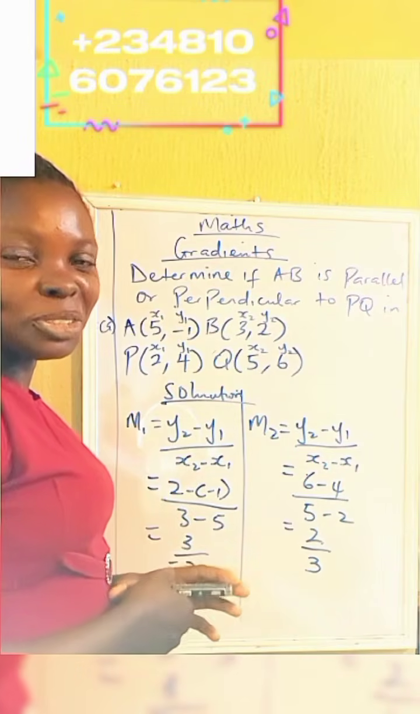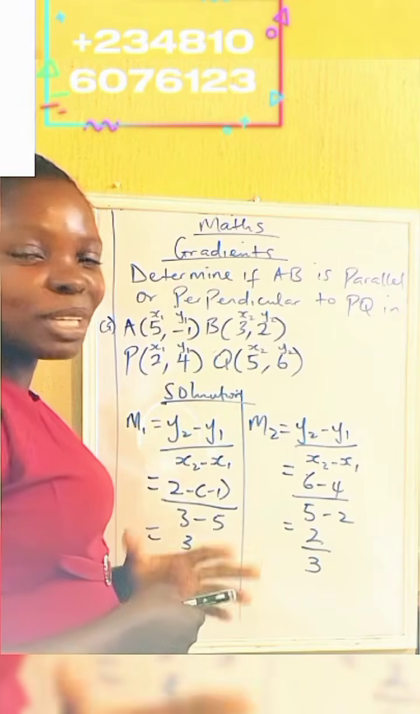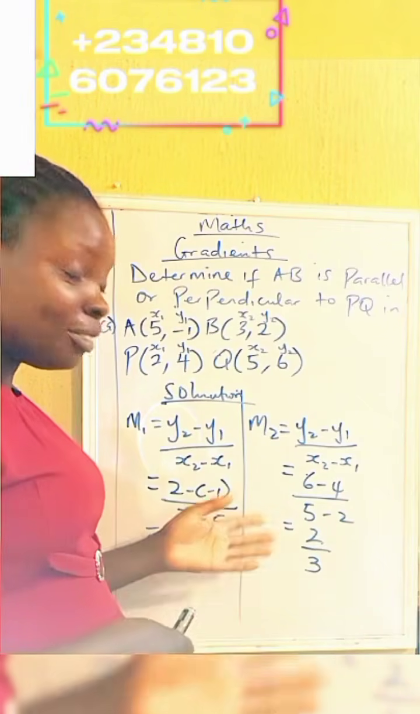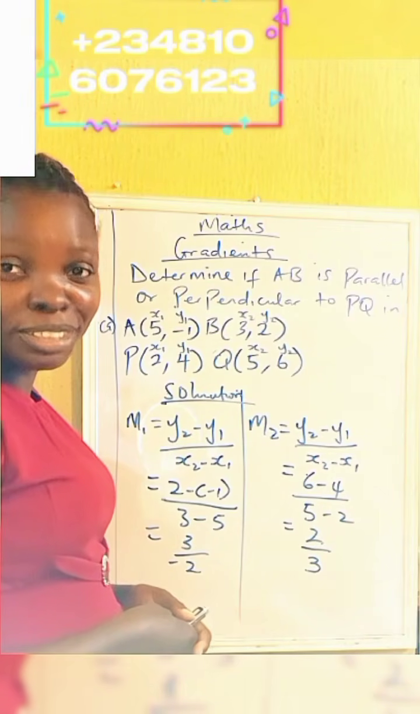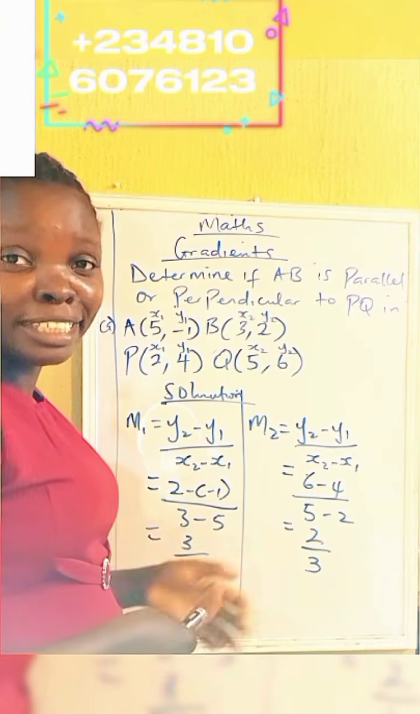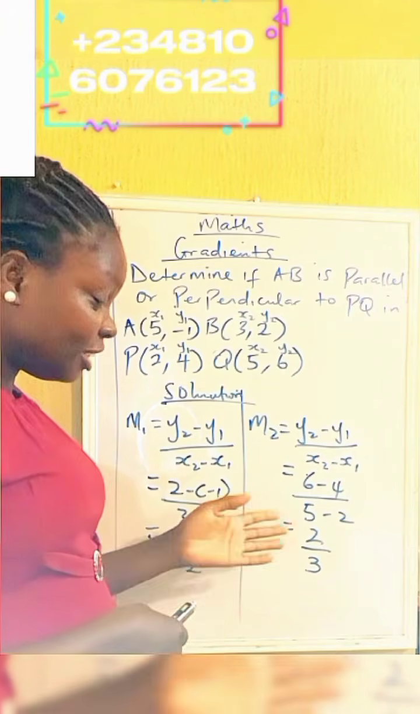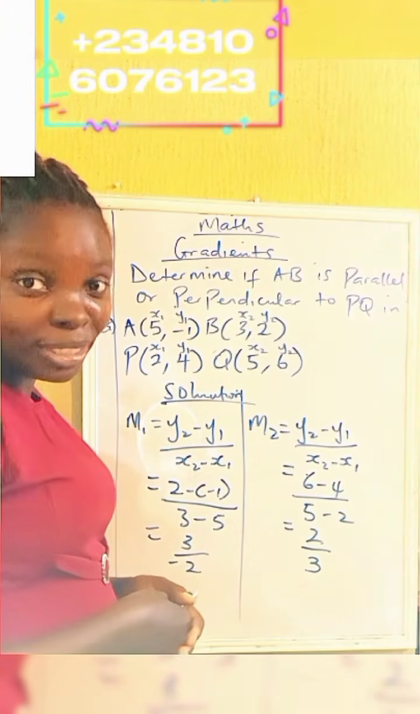I was teaching my students in class. One of my students said, since they don't have equal gradients, that means they're perpendicular to each other. And I said, wow, okay, I didn't even see it in that light. Yes, since they don't have equal gradients, then they are perpendicular to each other.